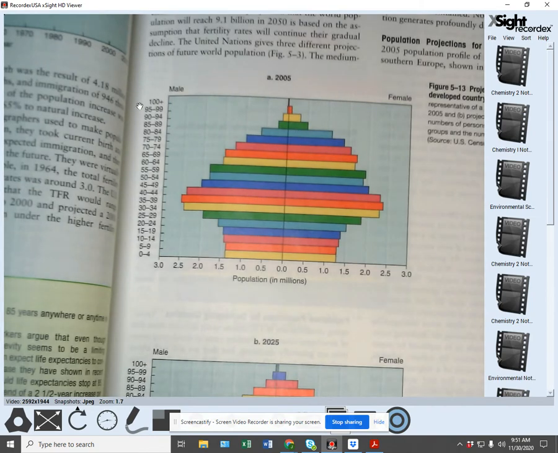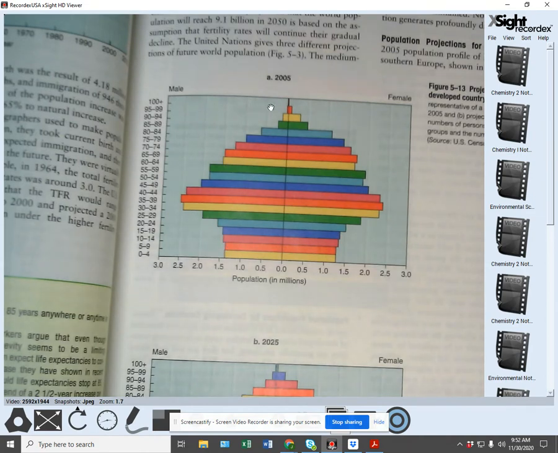Okay, so you can see here's the age ranges, right? 0 to 4, 5 to 9, 10 to 14, and then you've got males going to the left of the center line, females going to the right, and then just how many are at each age. So like here, from 0 to 4, you're talking about just under 1.5 million, so probably like 1.4 million, of this population.